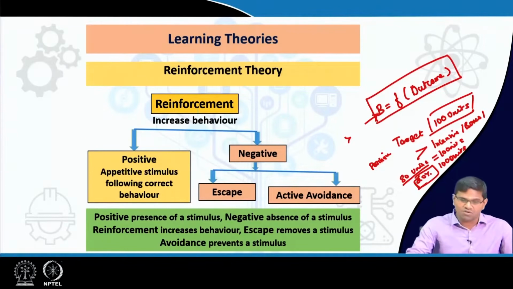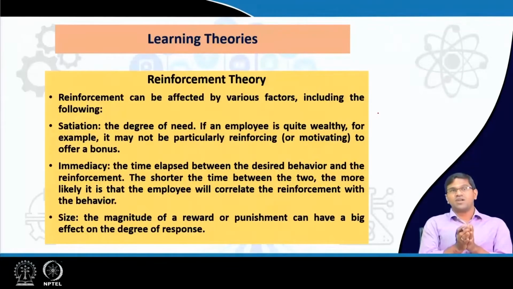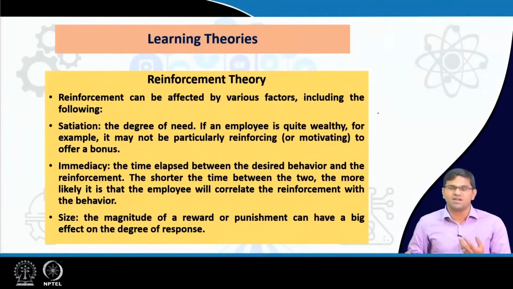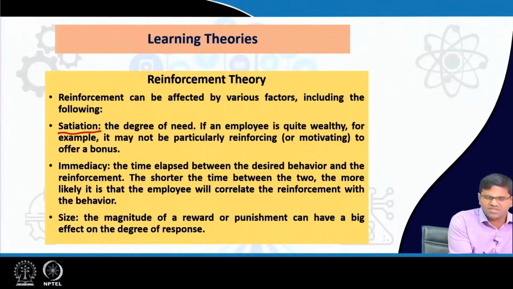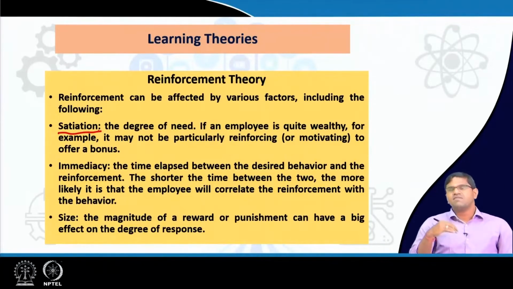Okay, now to understand more, what are the various factors that affect reinforcement? There are various factors which affect the reinforcement of the individual, whether the employee will repeat a particular behavior which is favorable for an organization. One is satiation. What is satiation? It is the degree of need. For example, there is an employee who is already wealthy and has a lot of money. If you give that employee a bonus, that may not be a motivation factor, right?